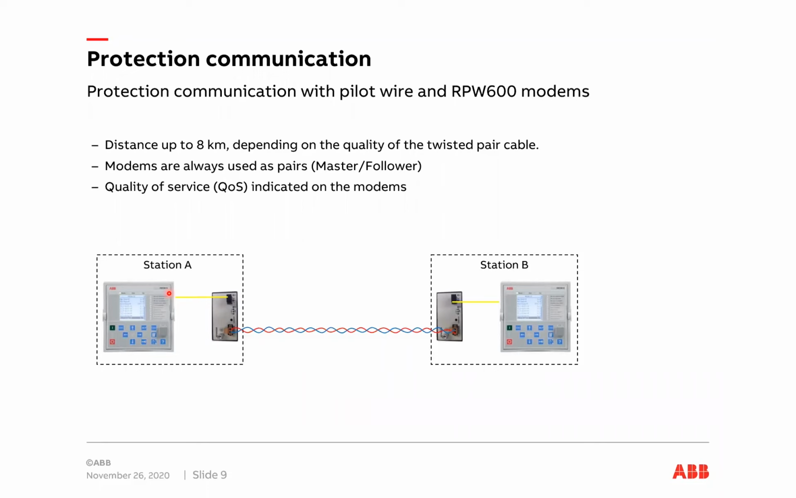And these modems, they come in pair when you order them. So you always have a pair of a master and a follower modem. These modems also show here with some LEDs the quality of service, so you can see how good is the communication quality between the modems.